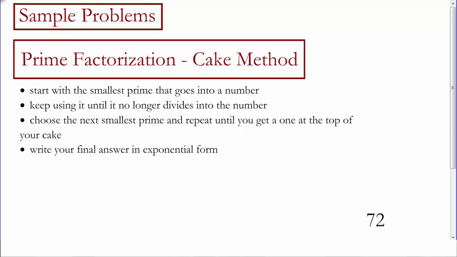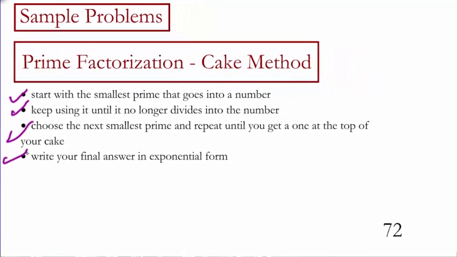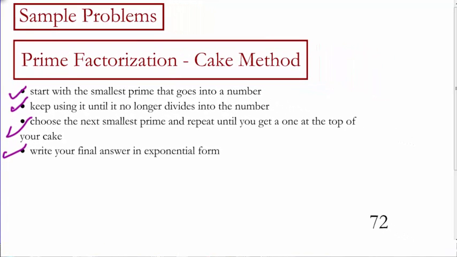So let's take a look at a sample problem. Prime factorization. We use what we call the cake method for this. We're going to start with the smallest prime that goes into a number, and then keep using that until it no longer divides into the number. You're going to choose the next smallest prime and repeat until you get a 1 at the top of your cake, and then write your final answer in exponential form. So let's see what this looks like.